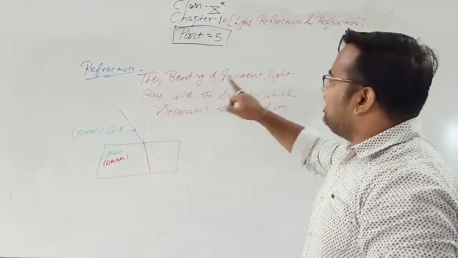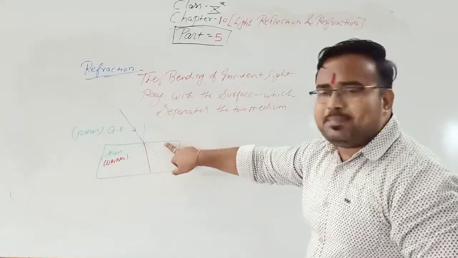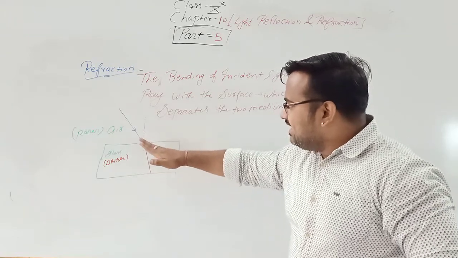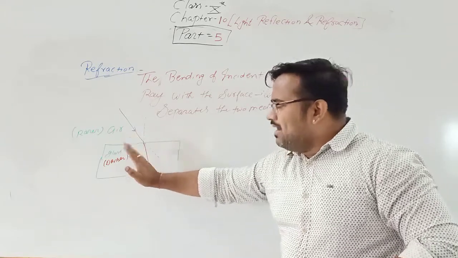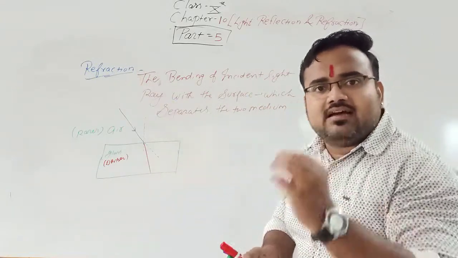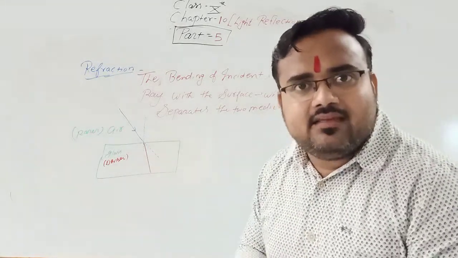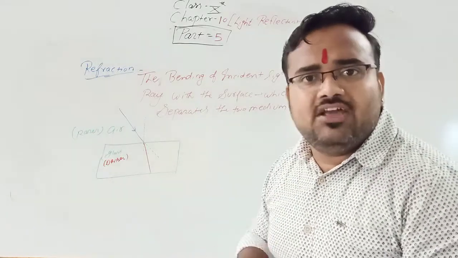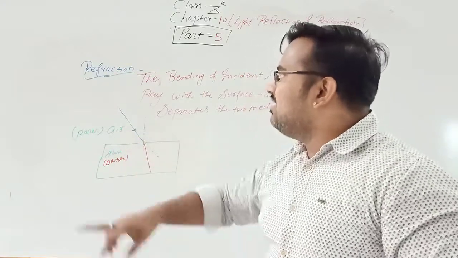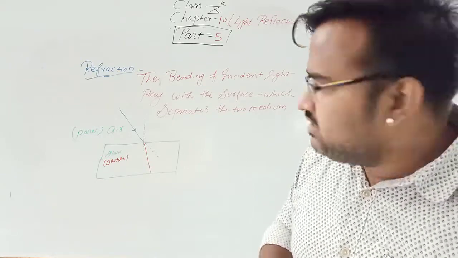See, the bending of incident light ray with the surface which separates the two medium. This is the separating surface. Now the incident light ray is bent. Therefore, this concept is known as refraction. The concept which tells us about the bending of light rays from one medium to another is known as refraction. Clear? Now we are going to see the laws of refraction.